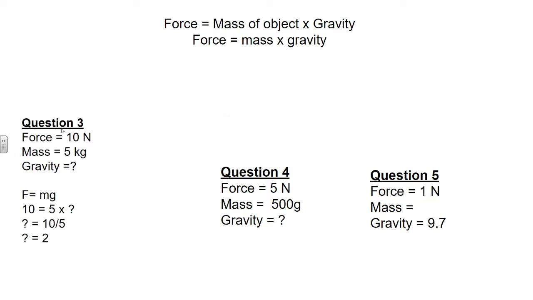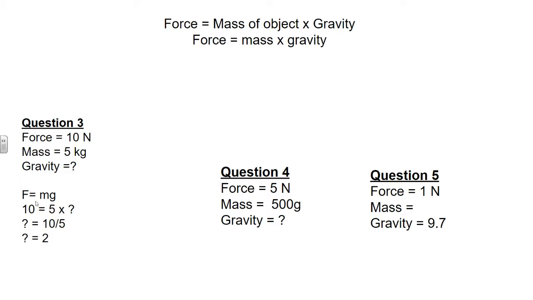Okay, again, so this time we've got it slightly differently. So the force is given to us, but we don't know the gravity. So we actually have to move the bits around in this equation. So force is mass times gravity. So 10 is 5 times what? So you might know 5 times 2 is 10. Now the way you would do that is you would basically divide both sides.